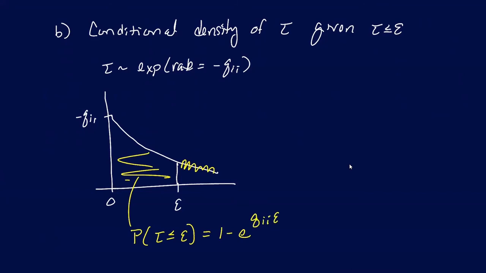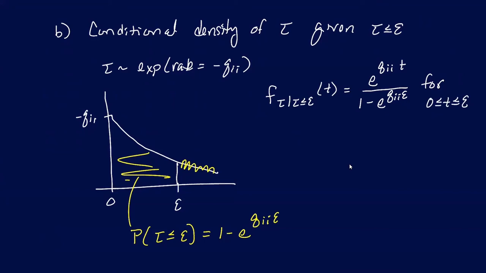But the conditional PDF for tau, given that tau is less than or equal to epsilon, maybe I'll make this a function of t. This is just going to be the exponential e to the negative of the negative qii, so positive qii times t, over 1 minus e to the qii epsilon. And this is a great place to use an indicator, but this is going to be for t between 0 and epsilon, and it's going to be 0 otherwise. And we are done with part B.